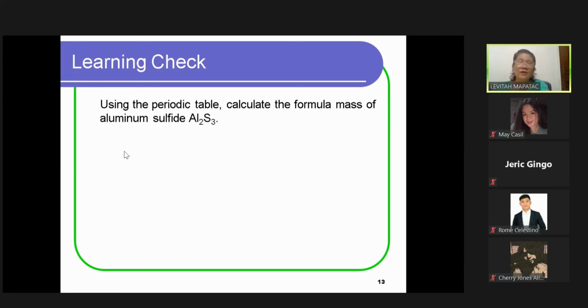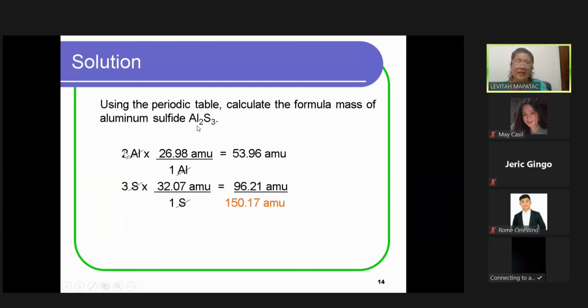So, here, using the periodic table, here is another example. Calculate the formula mass of aluminum sulfide. As I have said, take a look. How many atoms of aluminum? Two. How many atoms of sulfur? Three. Okay.